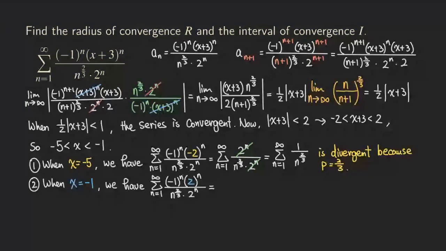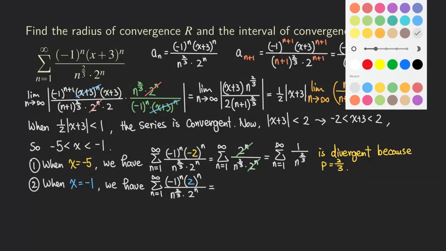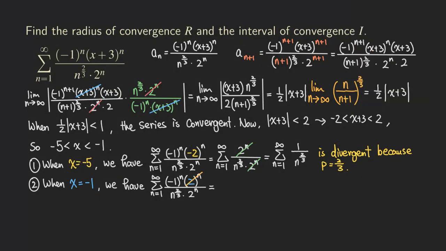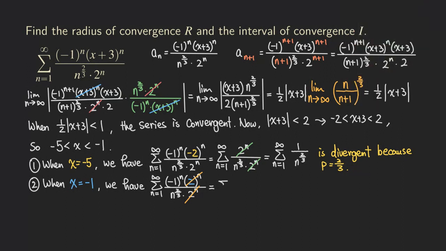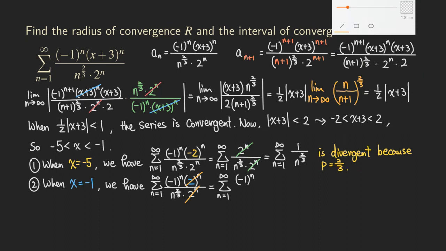So now we do a little bit of the simplifying here. We can see that we can cancel out the 2 to the n, 2 to the n. And then what are we going to get? We are going to be getting -1 to the n divided by n to the 2 over 3, which is actually an alternating series.